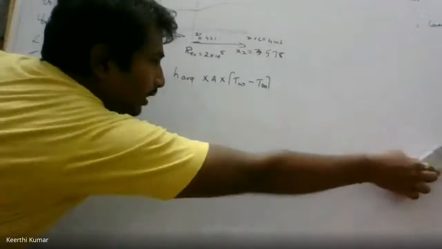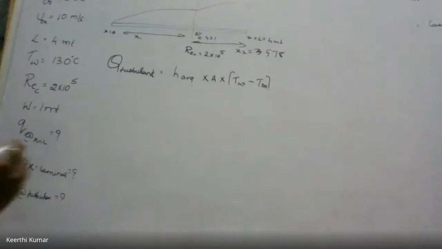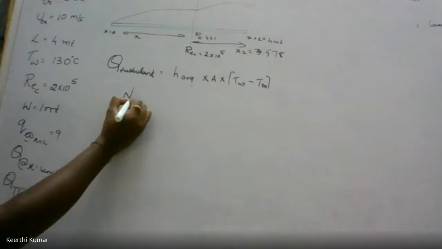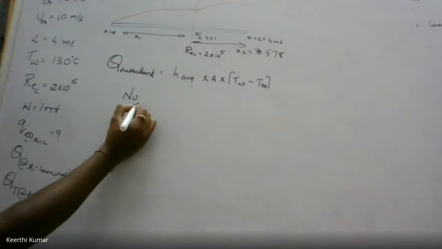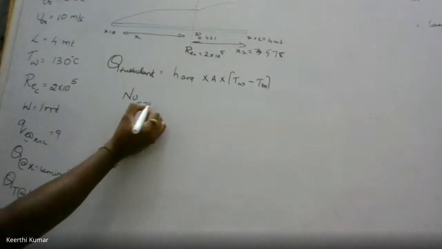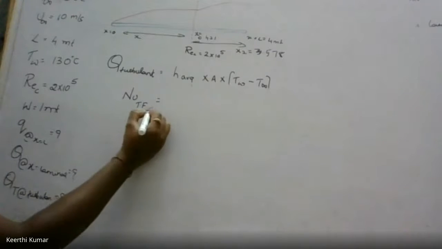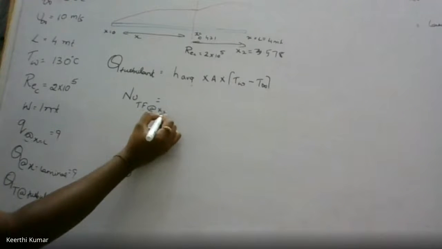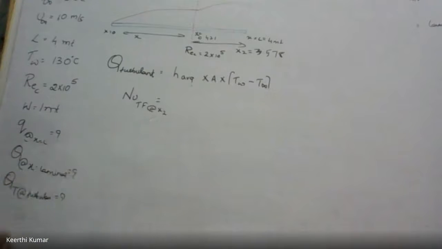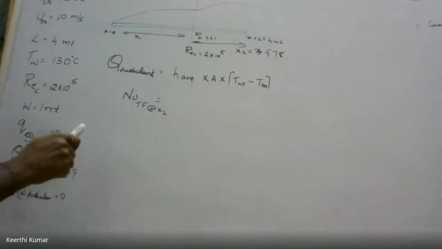After the Reynolds number, you go for the Nusselt number, that is Nu. All of you open the data handbook and check Nu for turbulent flow. Till now, whatever we did is for laminar flow. Now we want to go for Nu for turbulent flow, that is at x2, meaning the length of x2 in turbulent flow. We have to find out the Nusselt number.